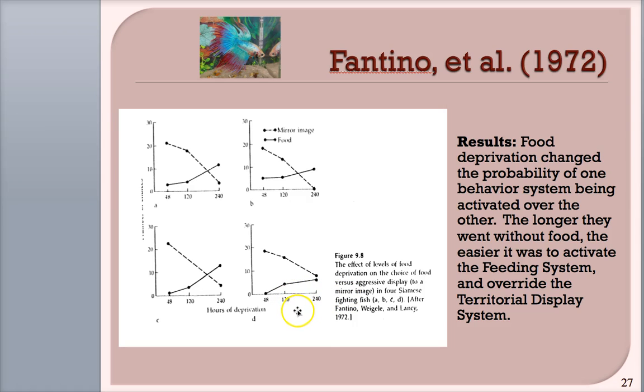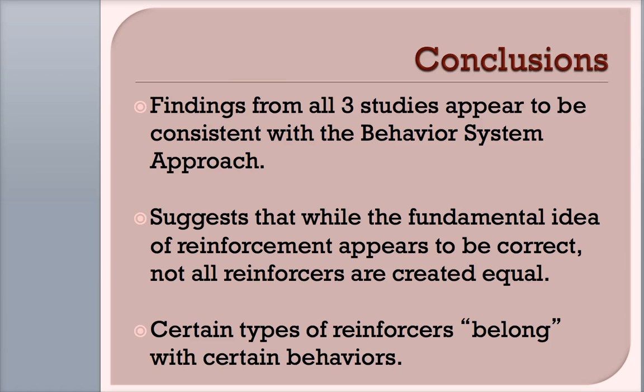The results show that food deprivation changed the probability of one behavior system being activated over the other. So you have 2 systems available, but which one is stronger? It's directly linked to food deprivation. The longer they go without food, the easier it is to activate the feeding system and to override the territorial display system. So again, consistent with the behavior systems approach. There are many, many studies that have similar findings, but these are 3 great little experiments, I think.